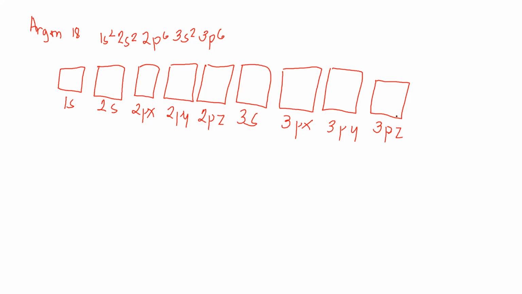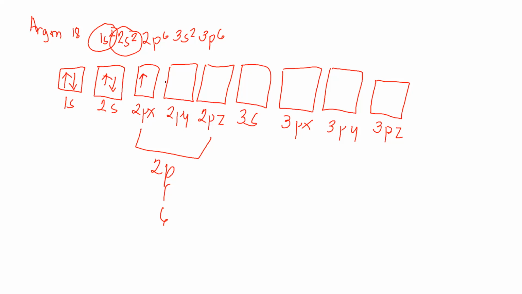Alright, so the 1s. Our 1s has two electrons, 1, 2. 2s: 1, 2. Our 2p, this is our 2p, we have 6 electrons. So we will distribute the 6 electrons in the 3 boxes.